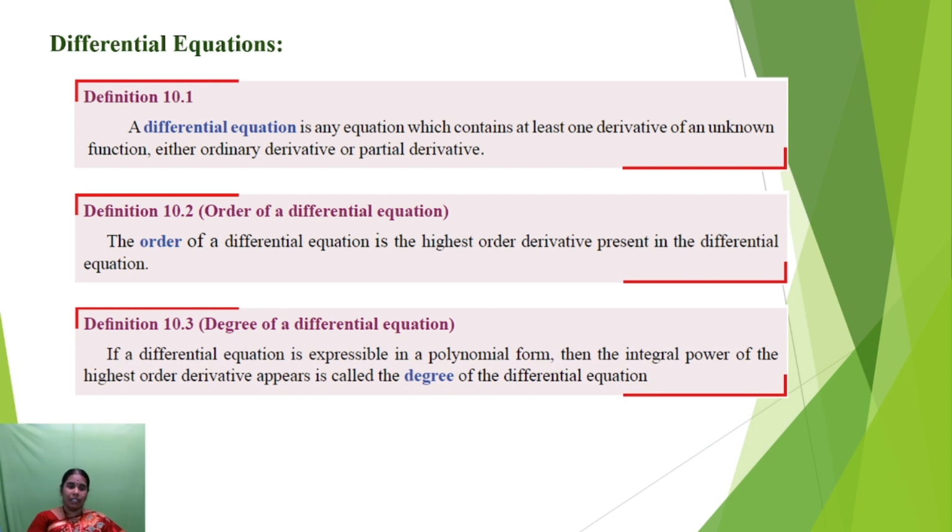Next, degree. What is meant by degree? Degree is defined when the differential equation is expressed in a polynomial form. Then the integral power of the highest order derivative that appears is called the degree. It means the power of the highest order derivative is said to be the degree of the given differential equation.